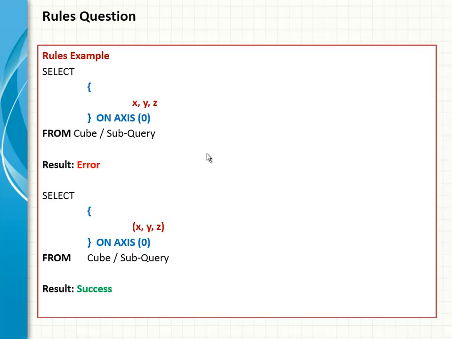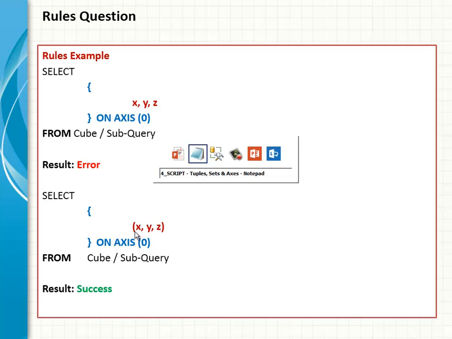Okay, this example is an example of rules. Look at these two statements. The first one and second one are exactly the same, except that in the first example x, y, z are not in opening and closing brackets. The second one has an opening and a closing bracket. The first one results in an error. The second one runs successfully. Initially when we saw an example, what magic does this opening and closing bracket do? We'll see it with an example.